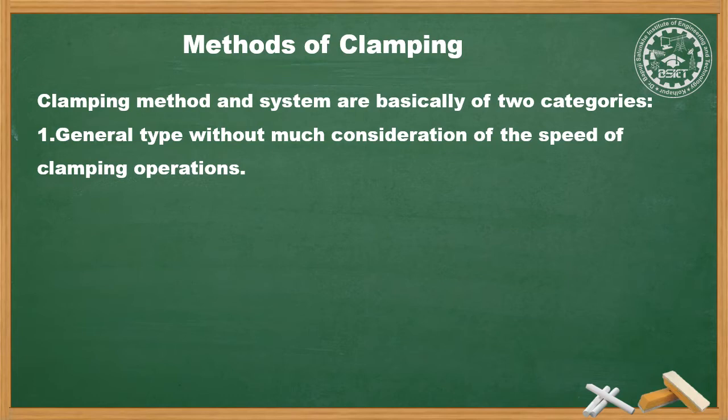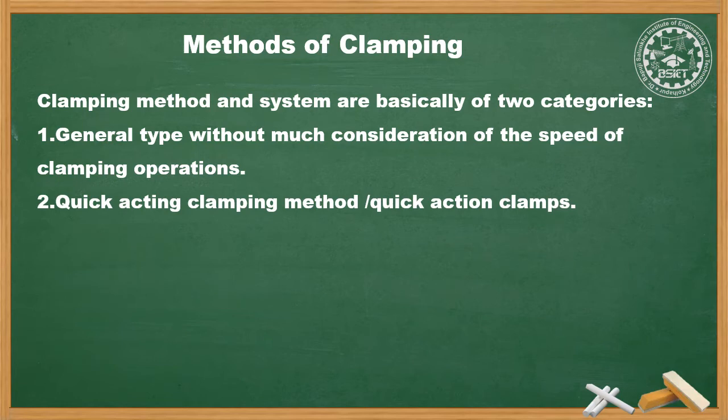That is, it is used for job production or low production, where high production or high productivity is not required. In this case, the general type of clamping is used, in which we can use the different types of easiest clamping methods such as V blocks and the different types of bench vices for the workpiece, and the different simple methods for the operation.